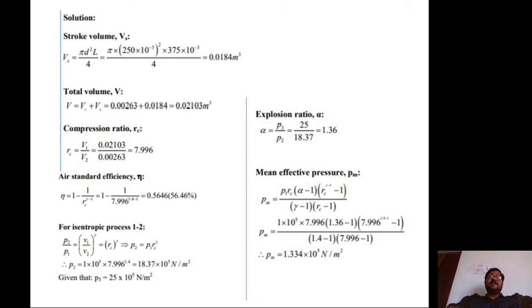Mean effective pressure is Pm, using the same equation. Or else you can calculate it as heat supply minus heat rejection, divided by heat supply. If you do not remember this equation, you can write it as heat supply minus heat rejection, or else net work done by heat supply. Both are the same.